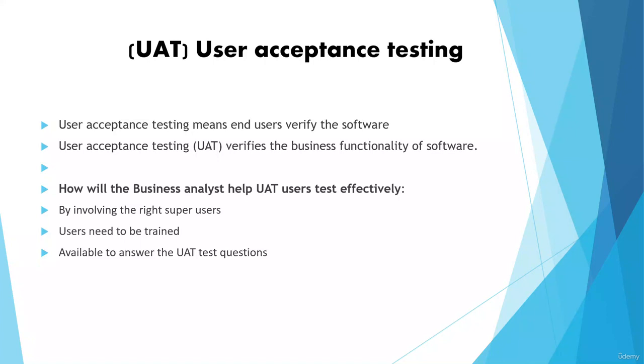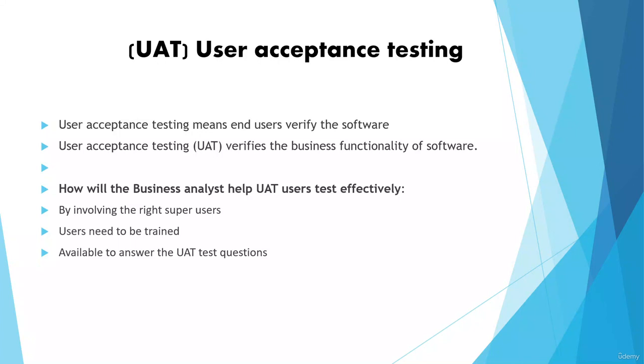By involving the right super users, the right SMEs, team members as the UAT testers, right from the initial requirements prioritization stage, this helps them understand project priorities and set expectations. Before we start UAT, the user needs to be trained in how to use the system. So we provide them with the navigation and outline the navigation items.